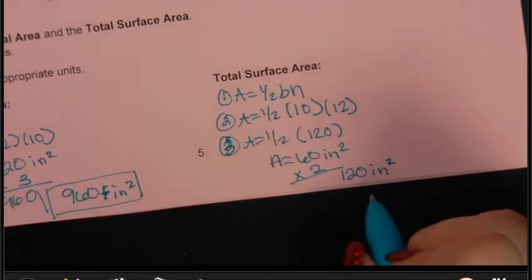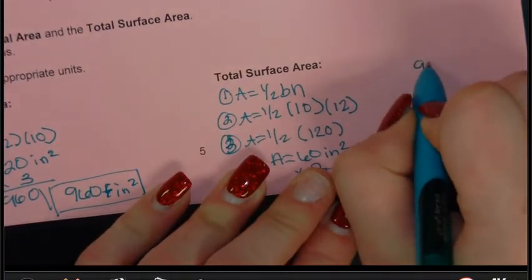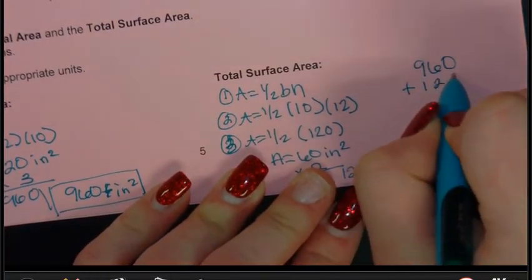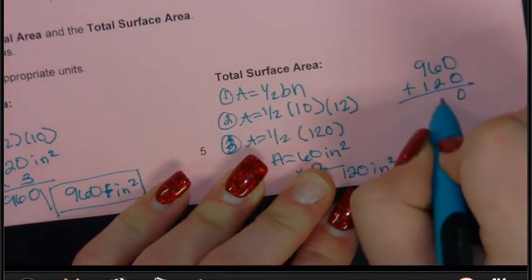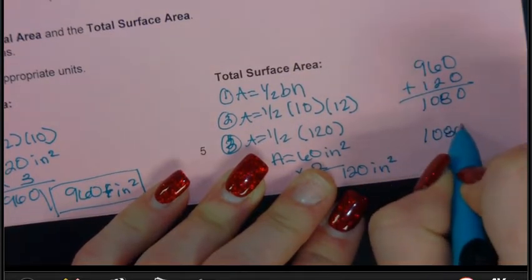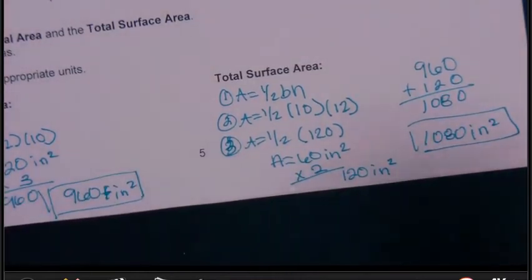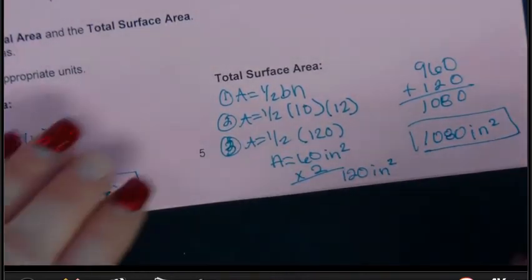Now that's just for my bases. I need to take these 2 numbers and add them together. So 960 plus 120. 0 plus 0 is 0, 6 plus 2 is 8. Well, 9 plus 1 is 10. So I have a total of 1,080 inches squared for total surface area. Oh, not done. All right.